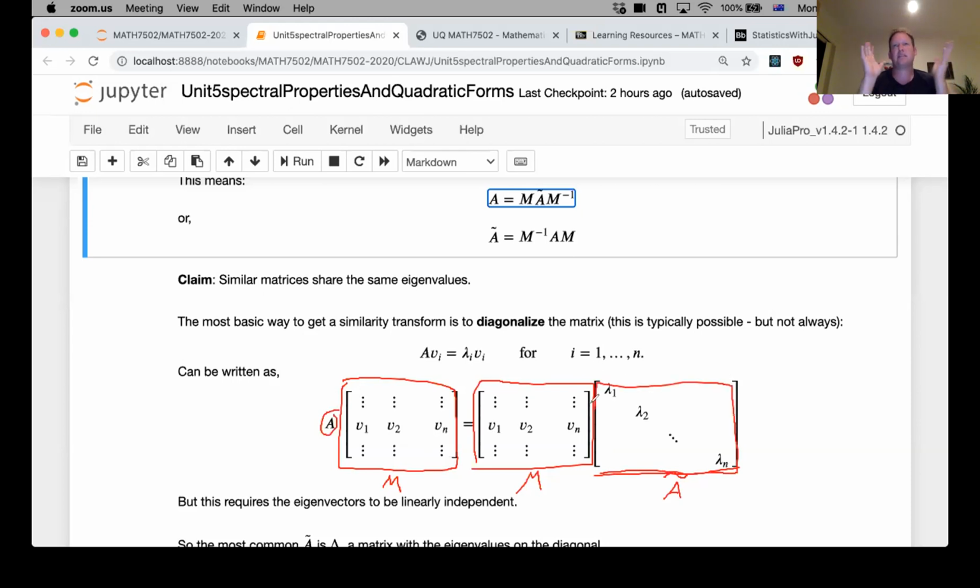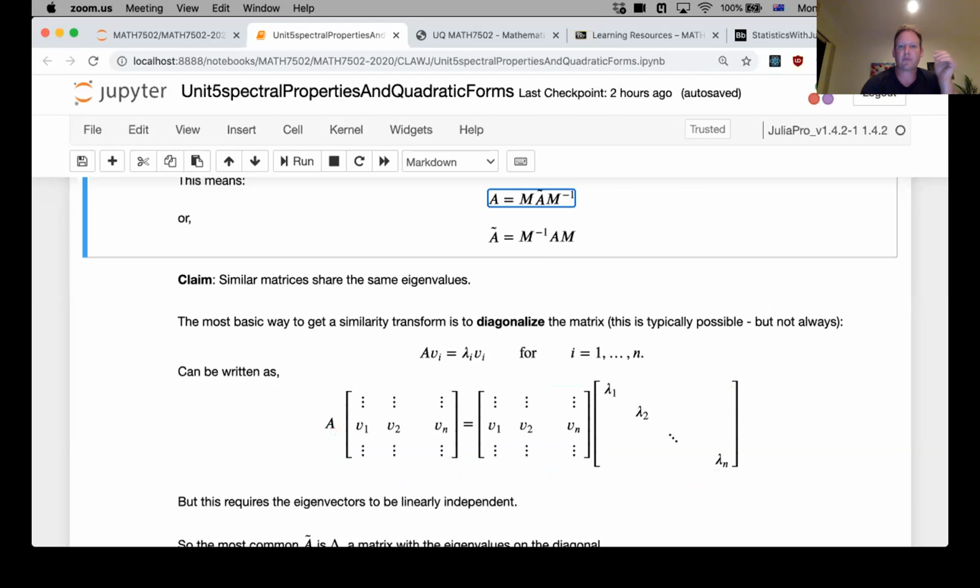But let's see that this actually makes sense. So that's kind of the plan, but let's see that this thing actually works. We know that A V_i equals lambda_i V_i when lambda_i is an eigenvalue and V_i is a corresponding eigenvector. So you can just write this.